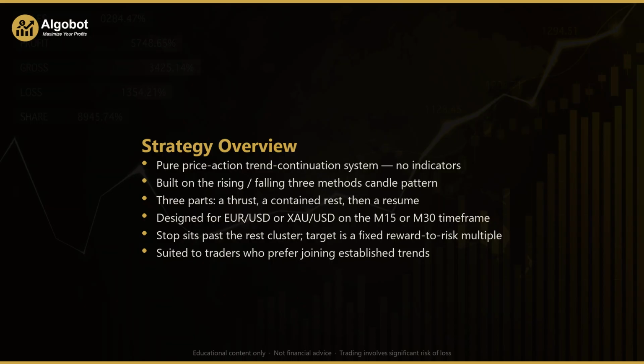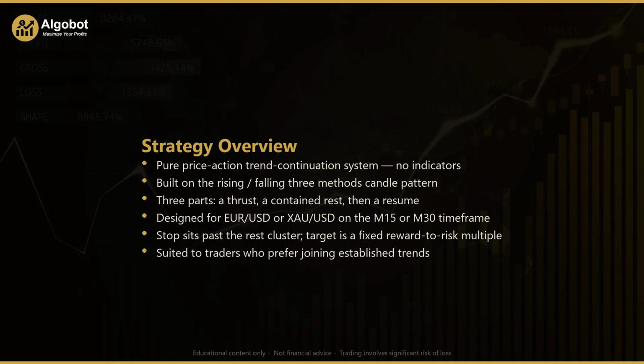The pattern it hunts for is one of the few multi-bar candlestick formations that signals a pause rather than a reversal. It comes in 2 forms. The rising 3 methods points to a continuation higher, and the falling 3 methods points to a continuation lower. Both share the same 3-part fingerprint. First comes the thrust. That's a single decisive candle with a large body that drives the trend in one clear direction. Second comes the rest.